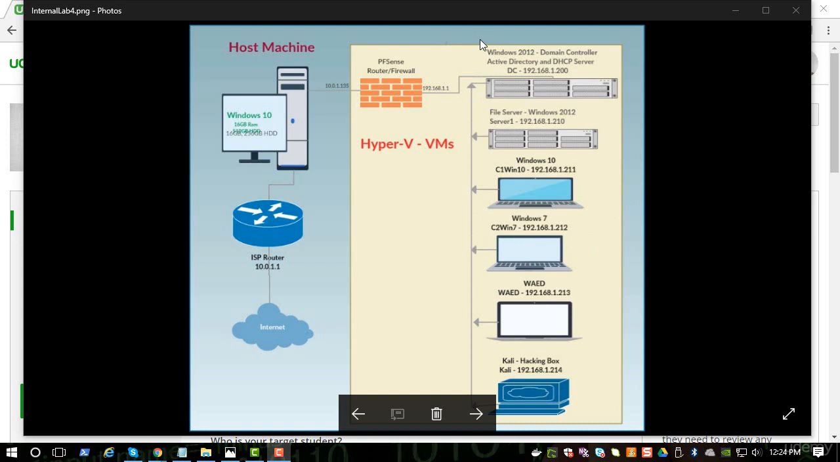We will kick things off by first installing Windows 2012 Server and then a couple of client operating systems like Windows 10 and Windows 7. We will then promote our Windows 2012 to a domain controller and we will make these systems join the domain. So all these systems will be part of the same domain.